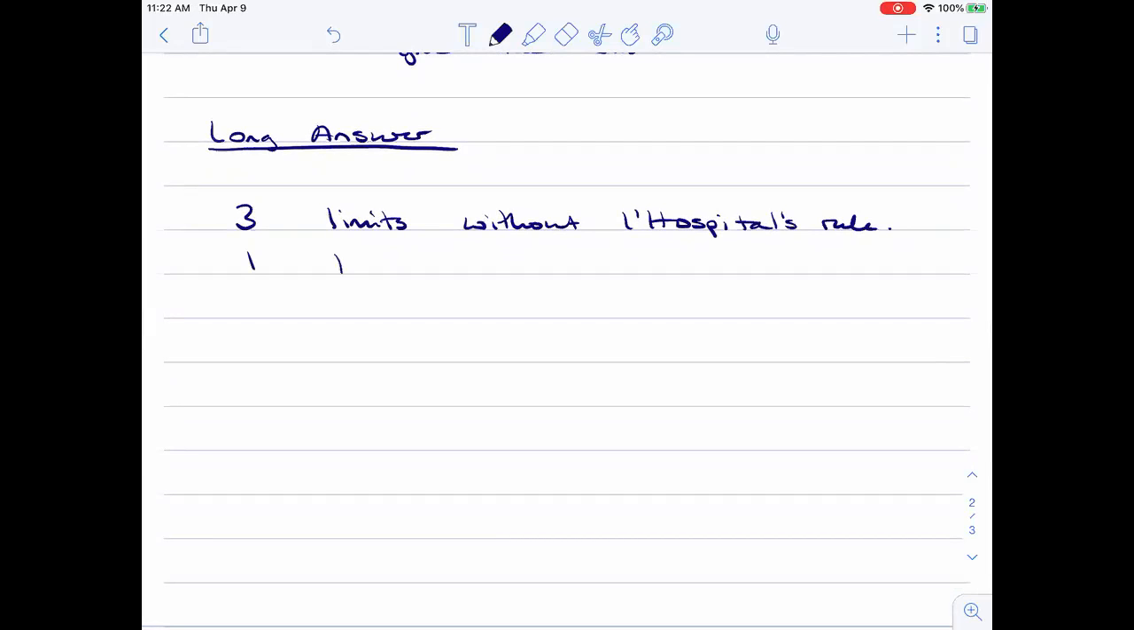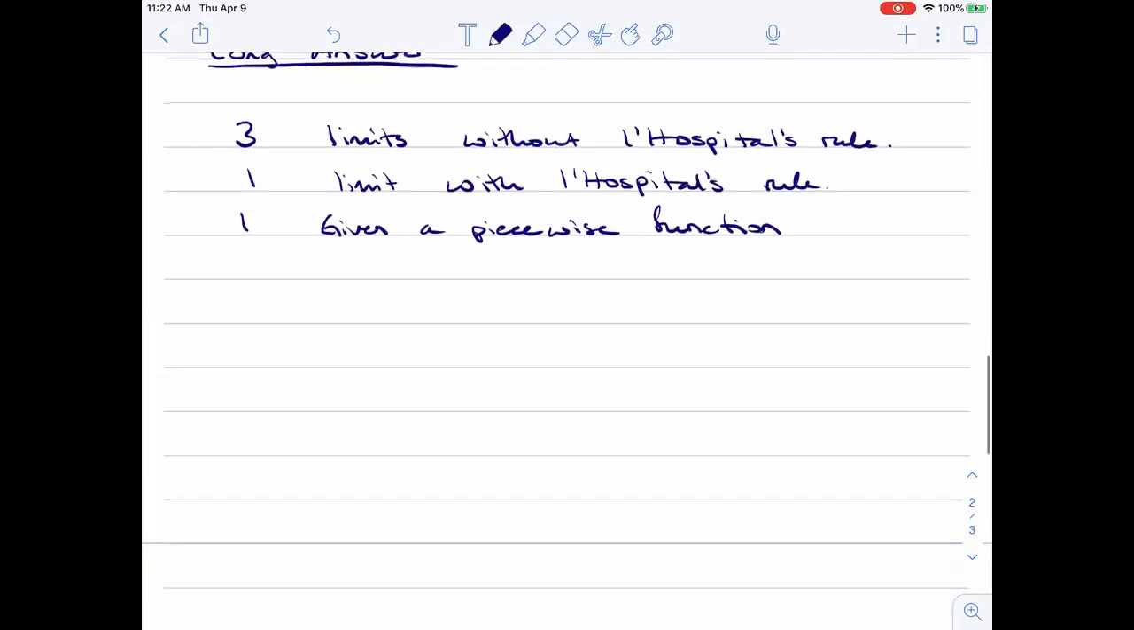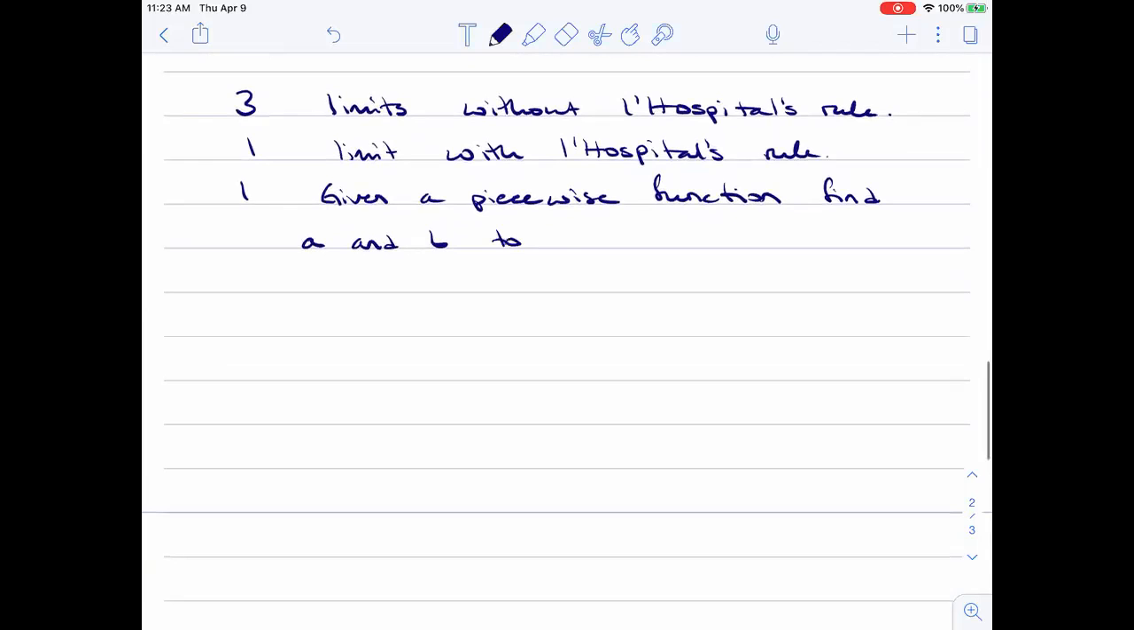Then there's 1 limit with L'Hopital's rule. I know, wouldn't it be fun if there were more? Okay. Then there's going to be 1 where if you're given a piecewise function with variables a and b, right, you have to find a and b that make it continuous and differentiable. So given a piecewise function, find a and b to make it continuous and differentiable.